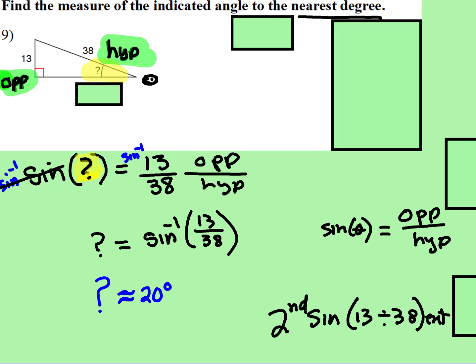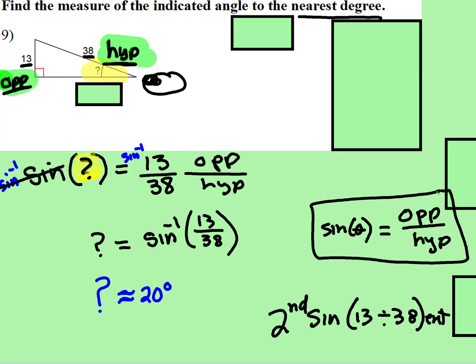So think about that for a minute, what we've done. We've paid attention to the viewpoint. If your face is right here and you're looking from the viewpoint of this theta, you named the sides where the information is given. And then you had to think, what is the trig function that uses opposite and hypotenuse? Well, sine uses those, so then you set it up. The sine of the question mark is equal to the opposite over hypotenuse.